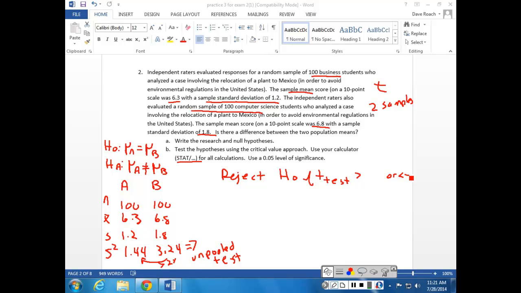So stat, test, 2 sample t-test, just plug in the information from the problem: 6.3, 1.2, and 100 for the first one, 6.8, 1.8, 100 for the next. Make sure you select not equal to, the 2-tailed test. And no for the pool. We're not going to pool. One variance is more than twice the other.